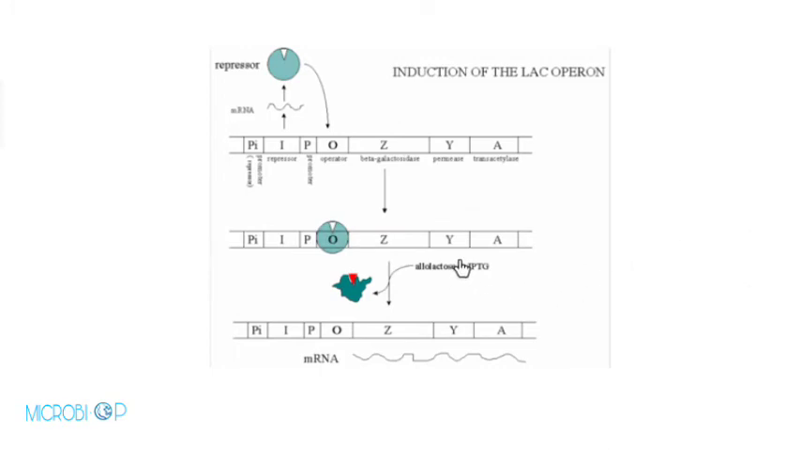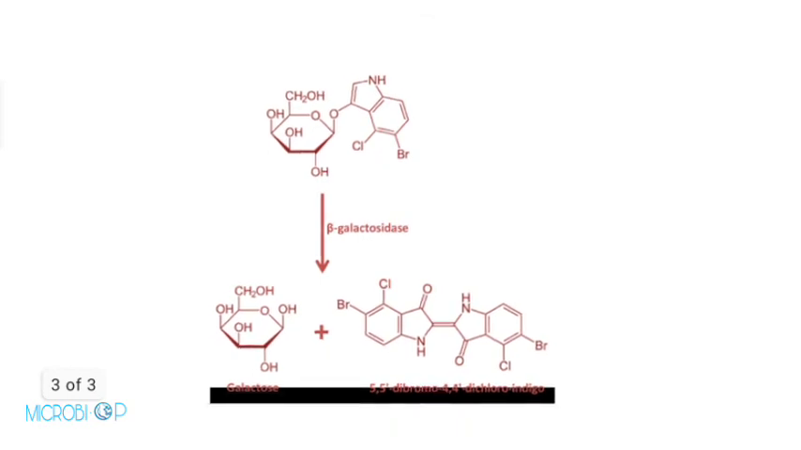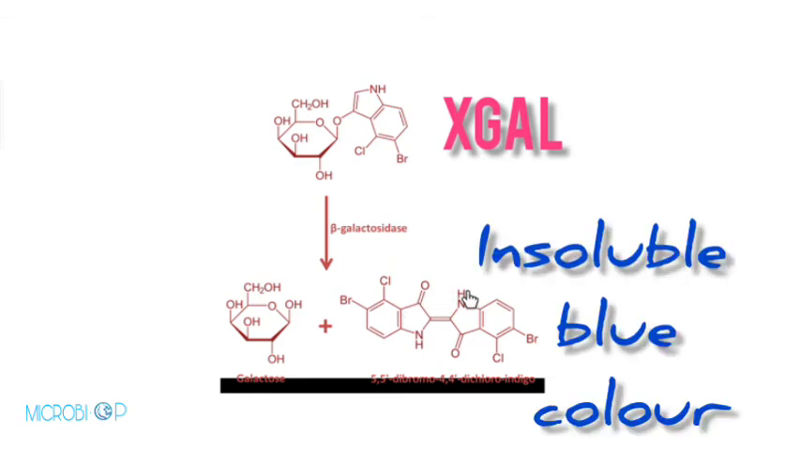Now this is X-gal, and beta D galactosidase cleaves it to galactose and an insoluble blue colored compound. It is called 5,5' dibromo, 4,4' dichloro indigo. We all know blue, hence it is an insoluble blue color.